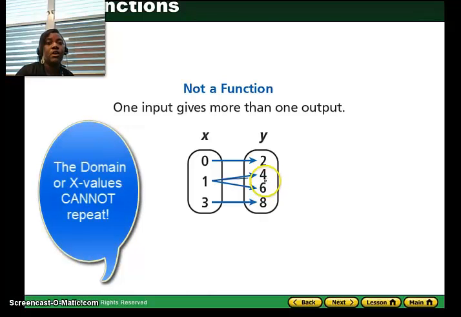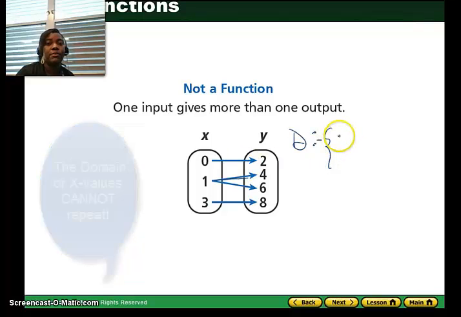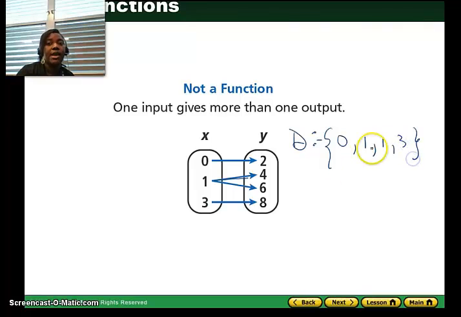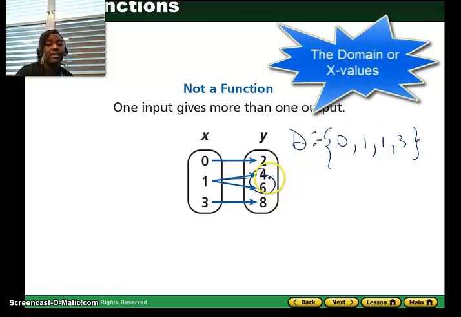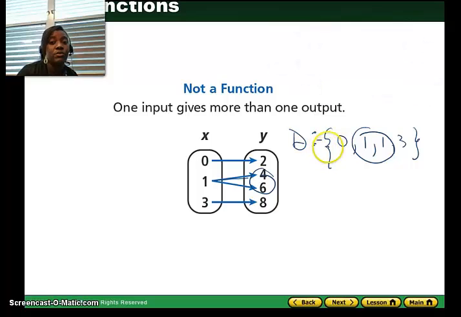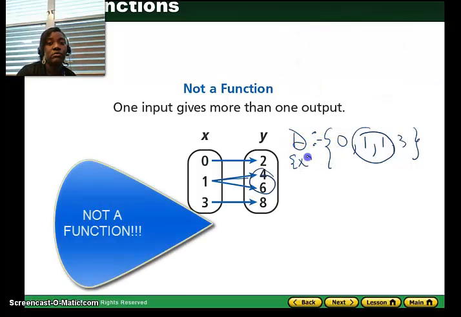different numbers. So here my domain will be 0, 1, 1 again, and 3. And for those two 1s, I do the exact same thing to them, but I end up with 4 and 6. So whenever you have two numbers repeating in the domain or on the x values, remember the domain is also the x values, that will not be a function.